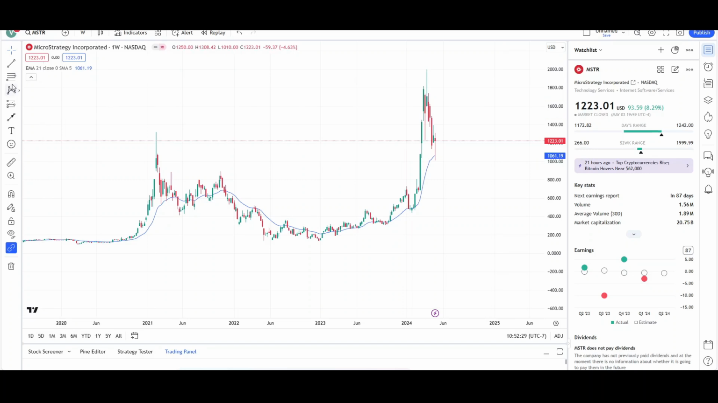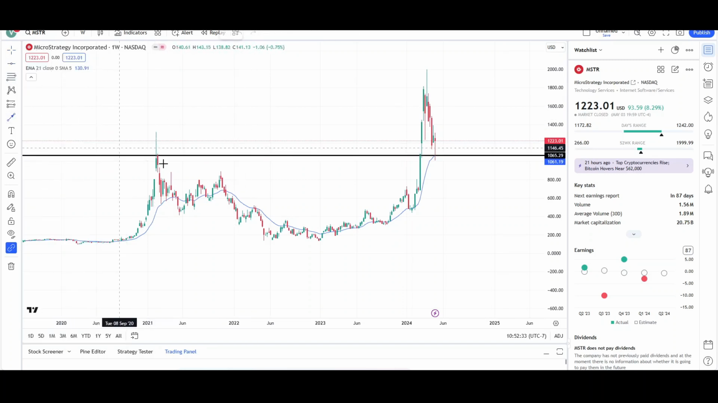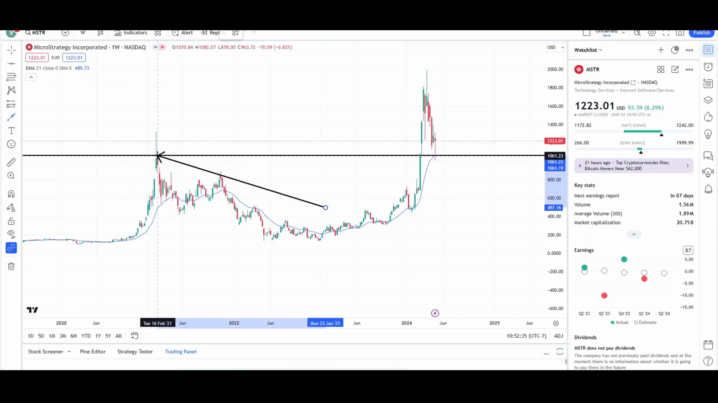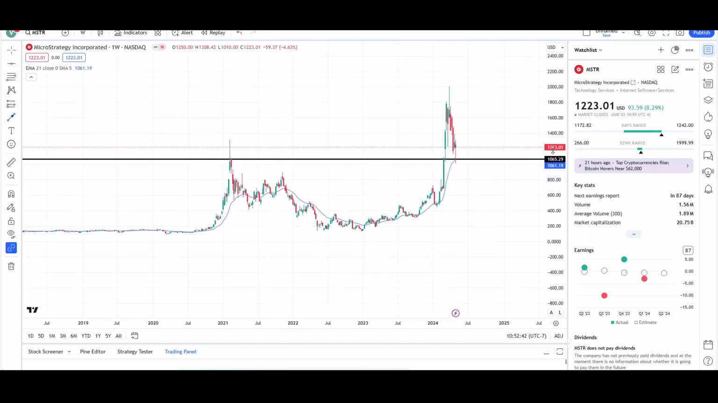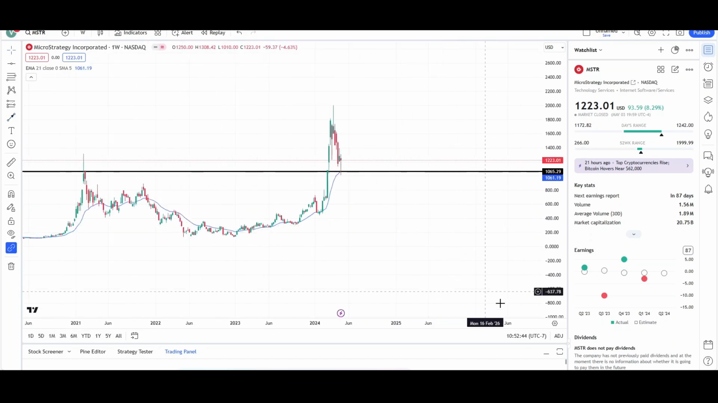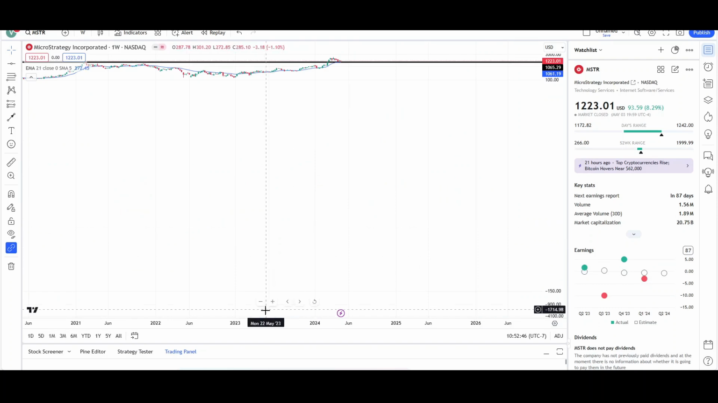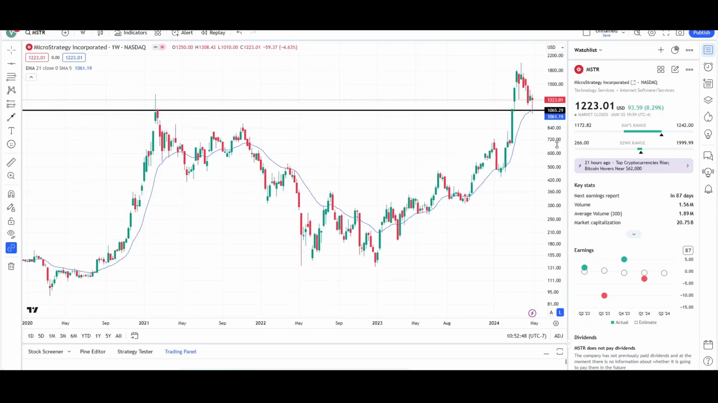Basically it back tested this breakout level right here on the monthly, the $1,065 level. And then you see that it bounced off of it. So this could be leading to higher prices. It looks pretty good as of right now. So I'm expecting higher prices in the short term and long term because of Bitcoin.